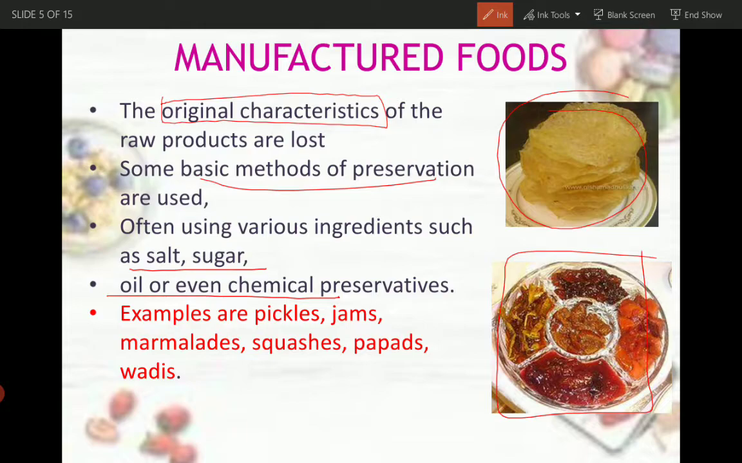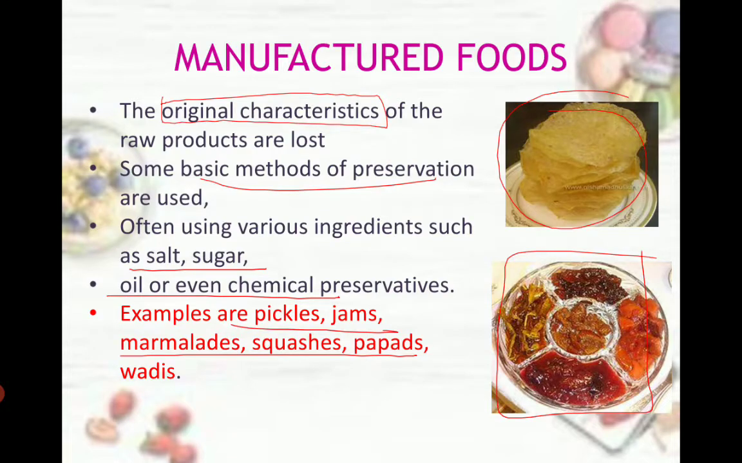There you have the vegetables which are deeply dipped in the oil so that the supply of oxygen is not available to the fruits and vegetables. For example, pickles, jams, marmalades, squashes, papad, and vadis. All this reduces the availability of oxygen, and these are known as manufactured goods.